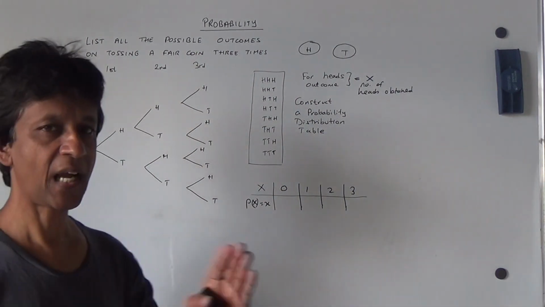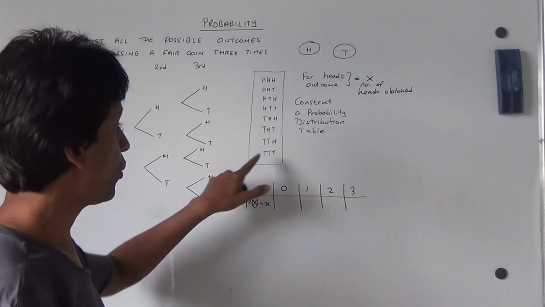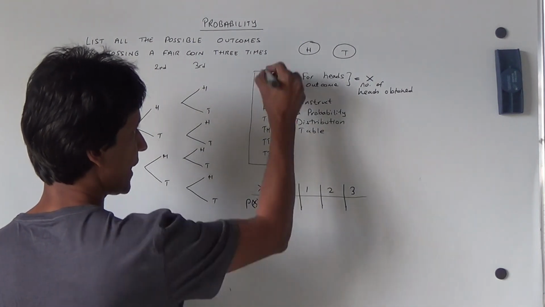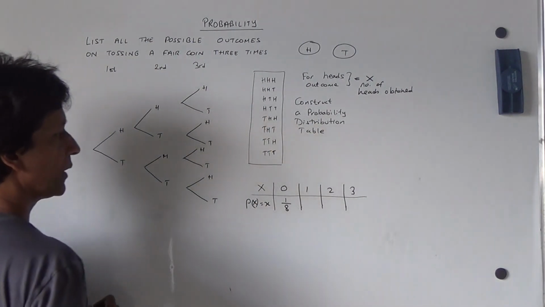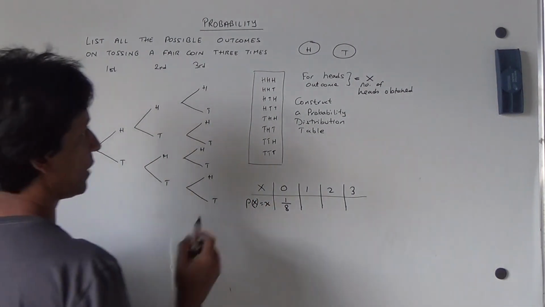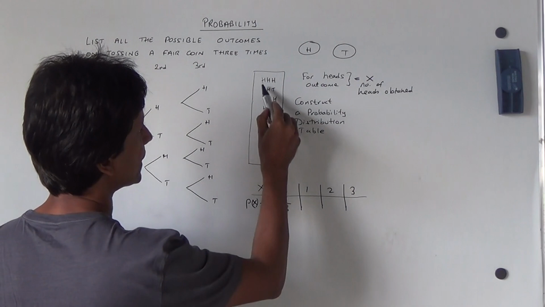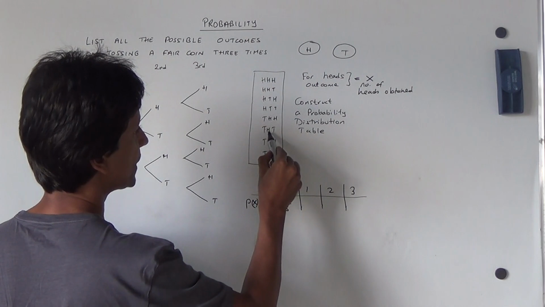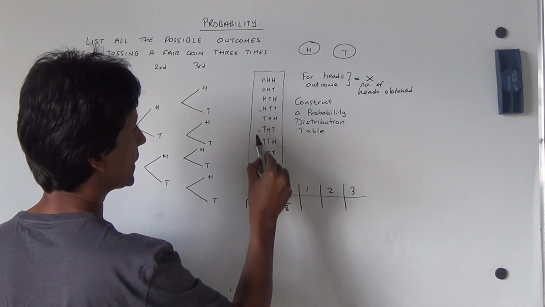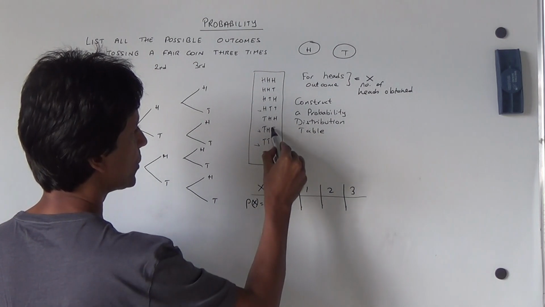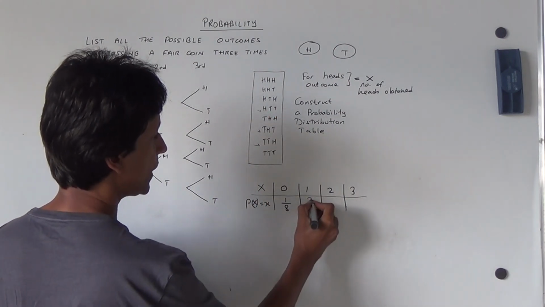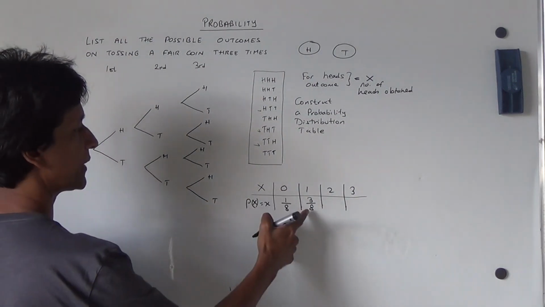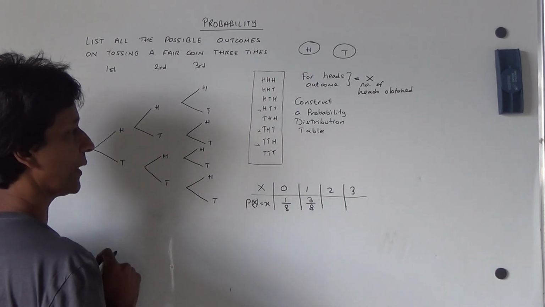Now, if I don't have a head, I can have all tails. So that means 1 possibility, so 1 over 8. Can I have 1 head? Yes. How many are there? Let us see. There's 1 head here, 1 head here, 1 head here. So I've got 1, 2, 3 of them. So I've got 3 over 8 for getting 1 head. That's our probability on tossing the coin 3 times.